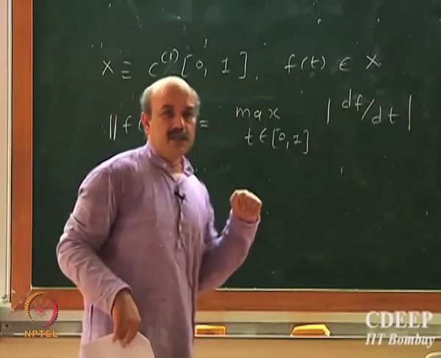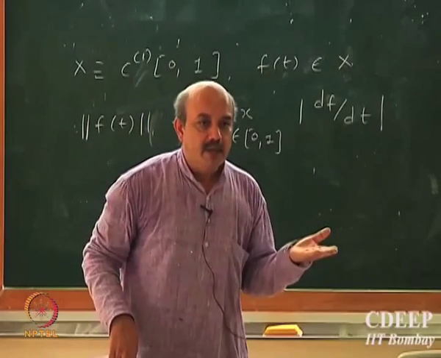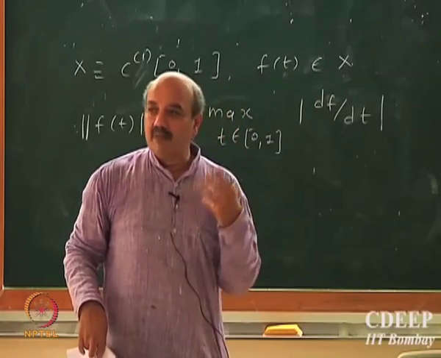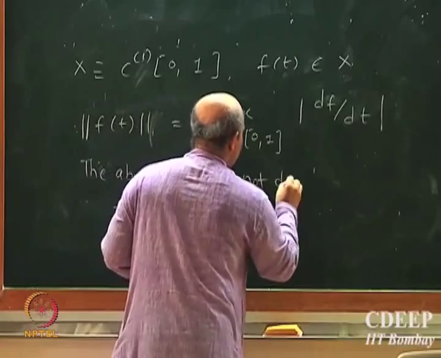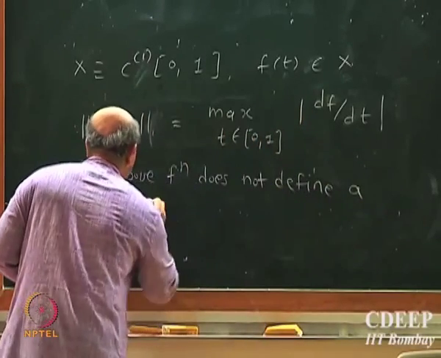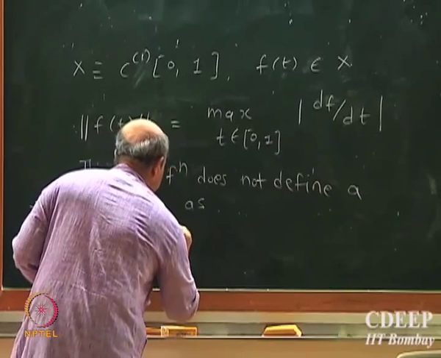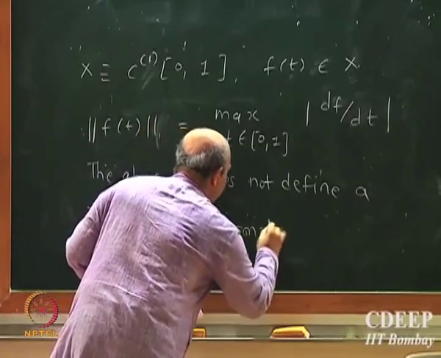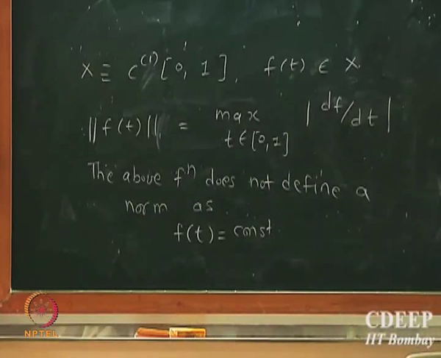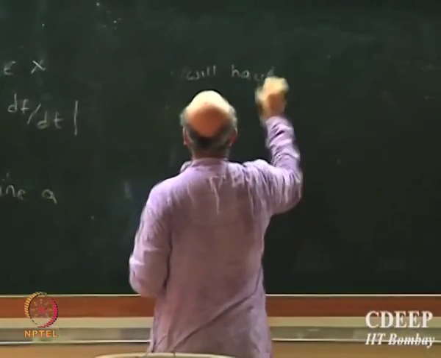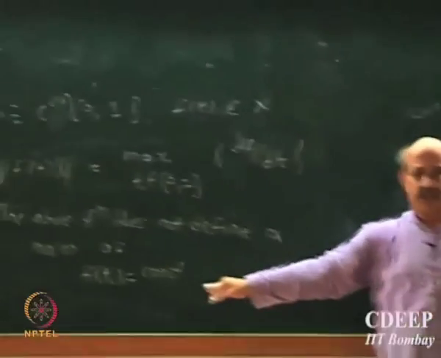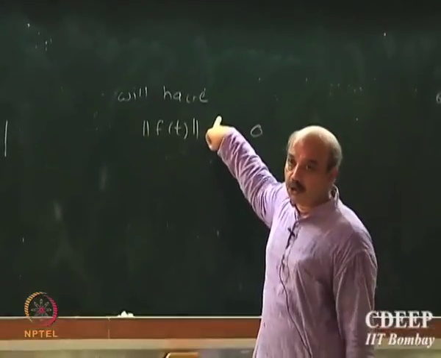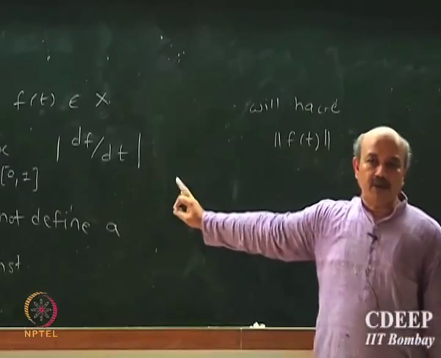Zero. Great. So what does it mean? A non-zero vector is giving me a zero value. So this is a non-zero function, f of t is equal to constant, and that will yield zero norm if I use this definition. So this function cannot qualify as a norm.